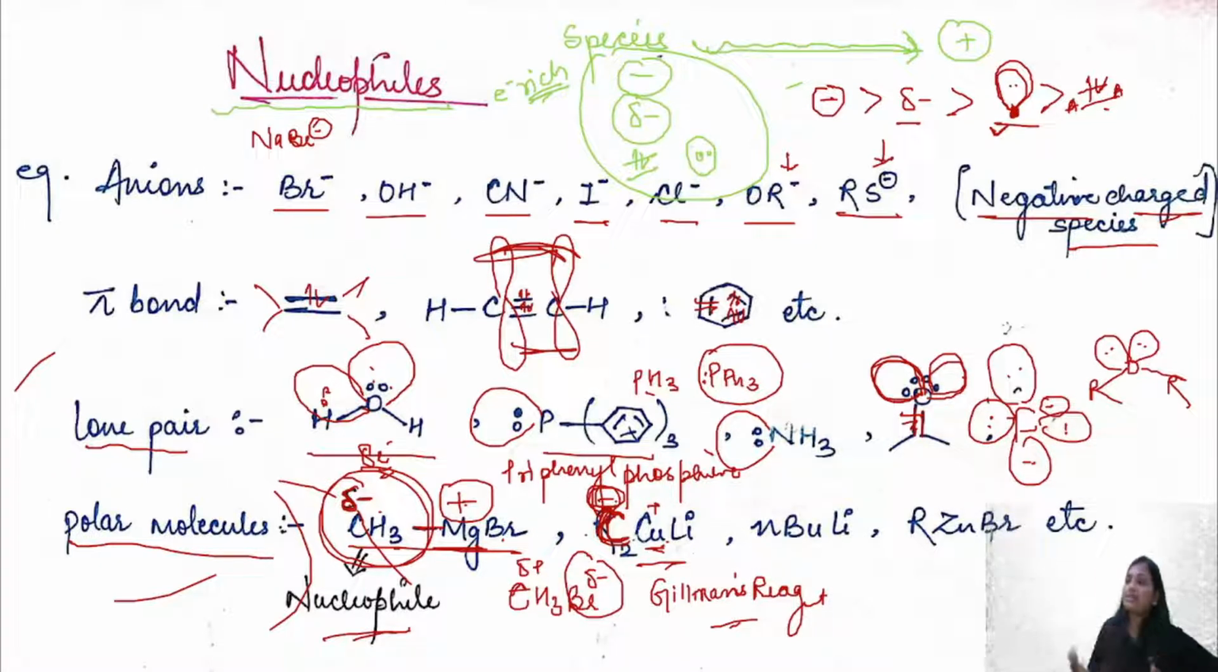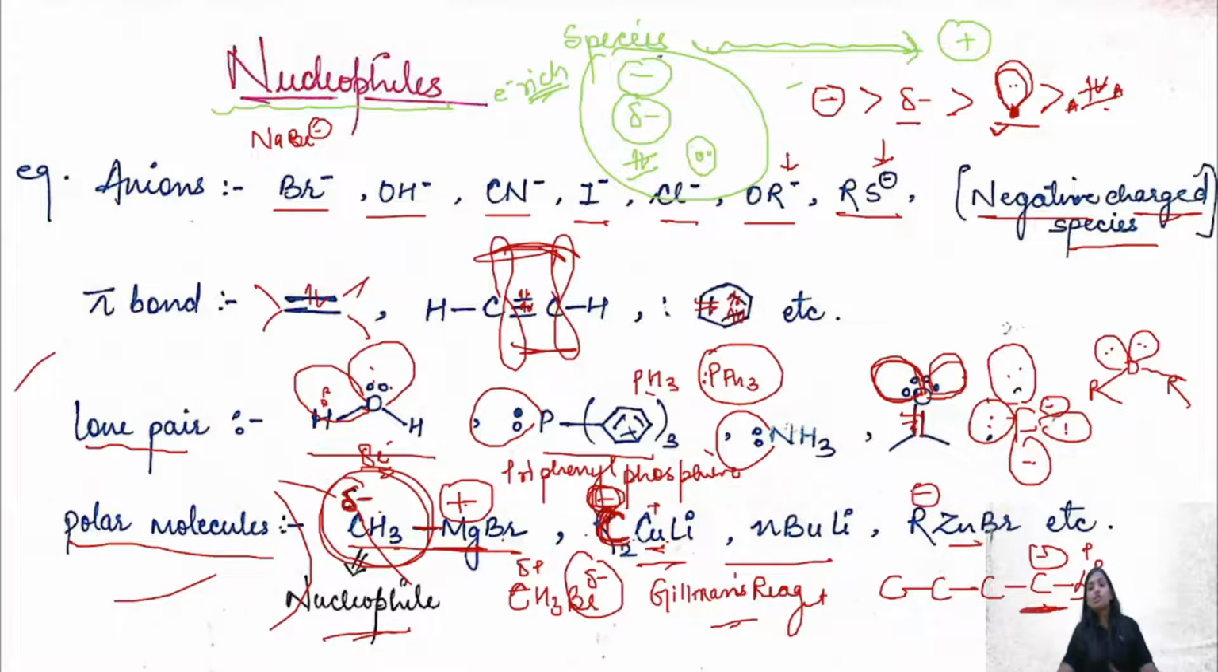It is more electron rich, will show affinity or attraction for the nucleus, ultimately becomes nucleophilic in nature. N-butyl lithium means we are having a carbon-carbon-carbon chain and it is being associated with lithium. Lithium is again a metal, this will be a non-metal. This will be nucleophilic. Zinc is again a metal, this part will become negative, this is nucleophilic.